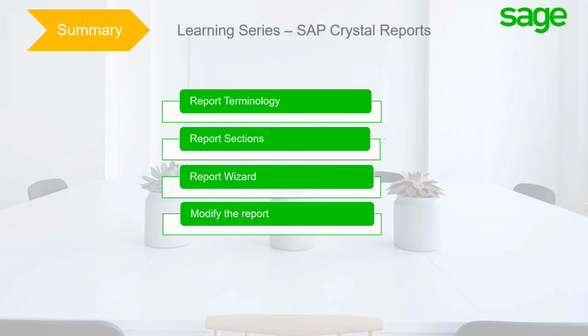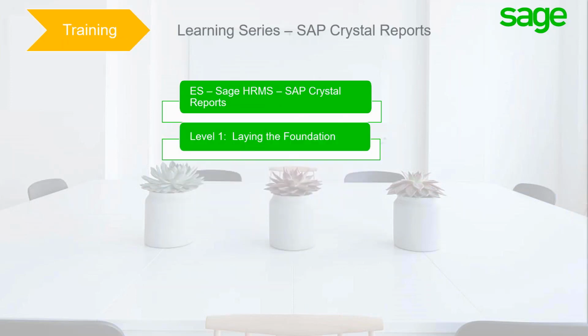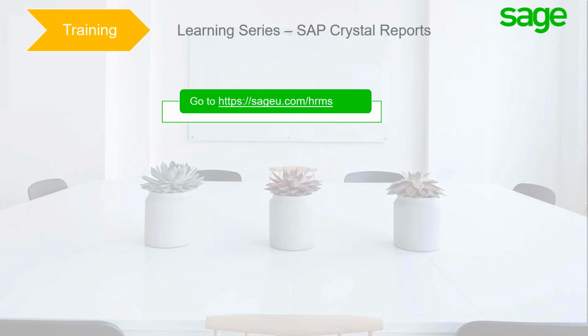Okay, thanks, Clay. So just to recap, we've gone over the terminology, how things behave in the different sections. We've created 2 reports, and we've done our modifications. So again, just a reminder, if you do want more information, you want to sign up for the introduction level on Sage University, the course you want to take is Laying the Foundations, Level 1. And here's the link you would go to.